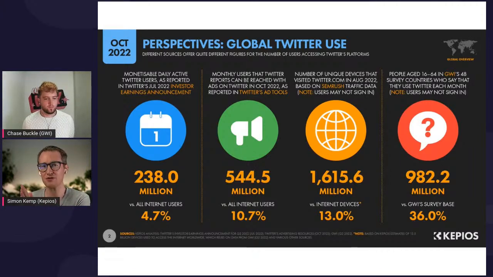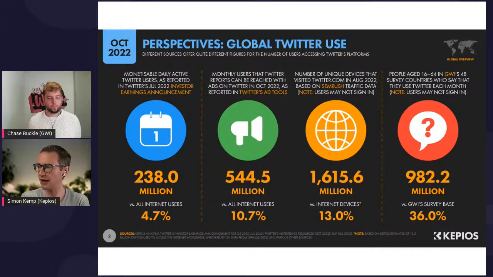When you look at the number of distinct devices visiting twitter.com, however, that's the third figure in there. Massive, massive difference, huge increase. And what's critical about that number is that it includes people who are not logged in to Twitter. They've not either created an account or signed into their account. And that tells us a lot more about the potential reach of content on Twitter.